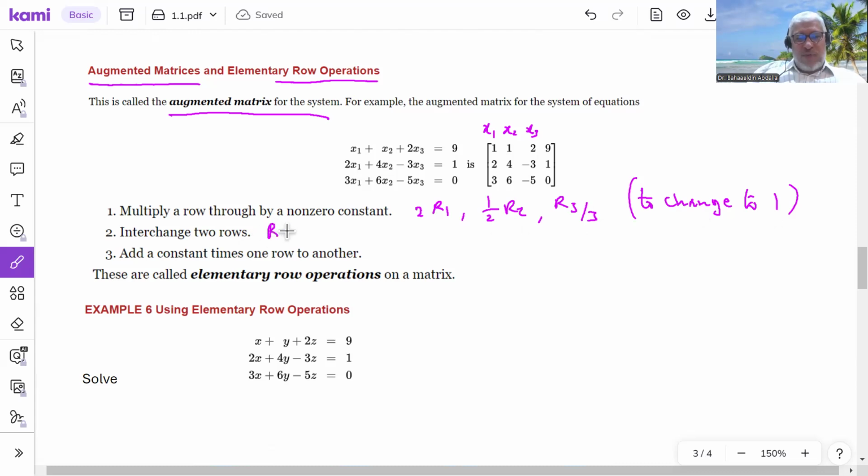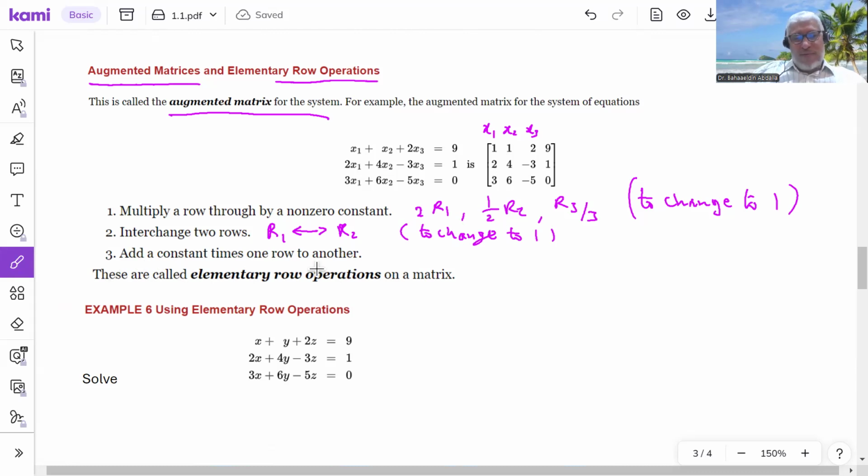The second is interchanging any two rows, and we represent this by writing R1 if and only if R2. So I mean interchange row 1 with row 2. And also we use this second row operation to change a number to 1. If we want to change a number to 1, we use the first or the second row operation.